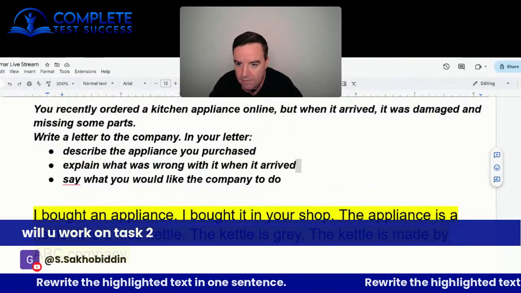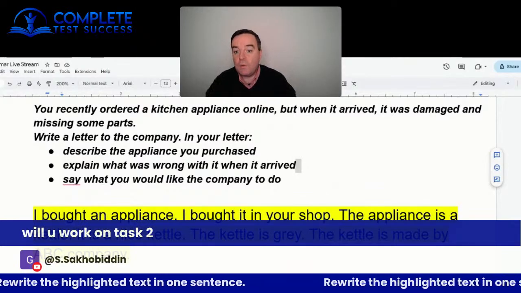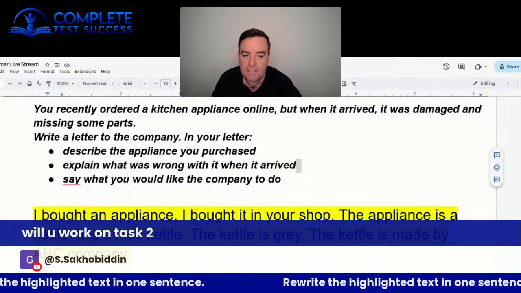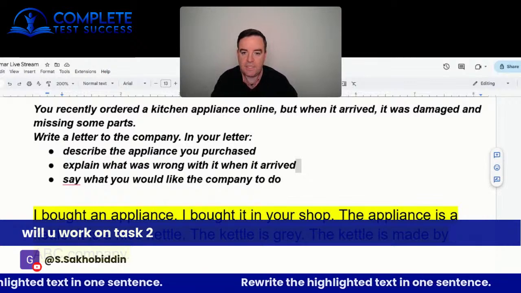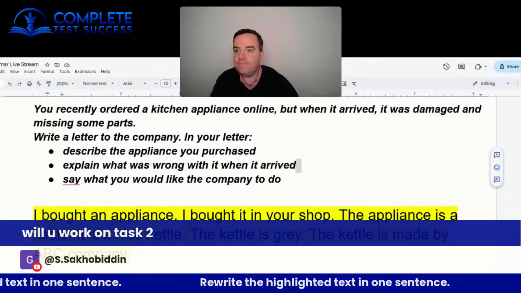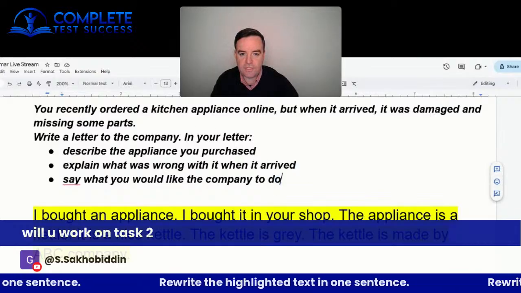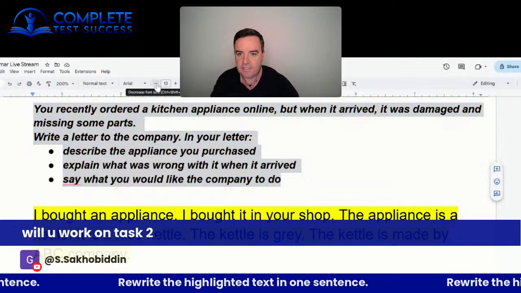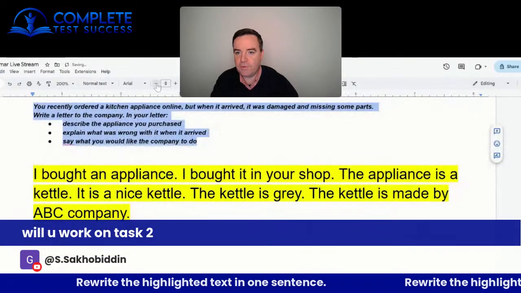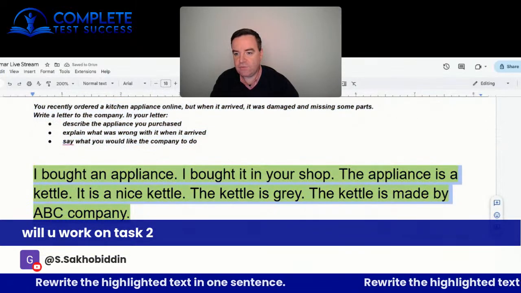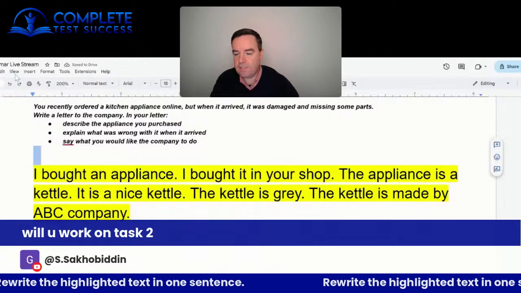Hi, Sakobidin. No, we're not working on task 2, but we're not working on task 1 either. I'm not actually focusing on task 1 today. I'm just using that task 1 question to give me something to write about. But the main focus today is grammar. Okay, so we're looking at grammar today.